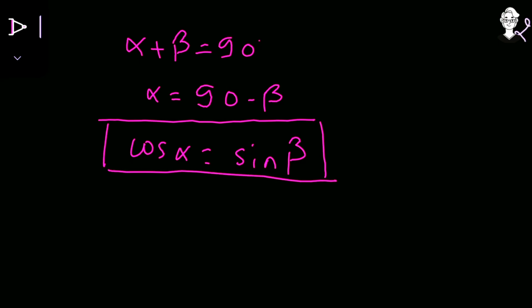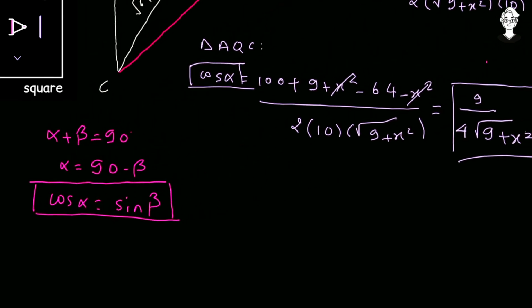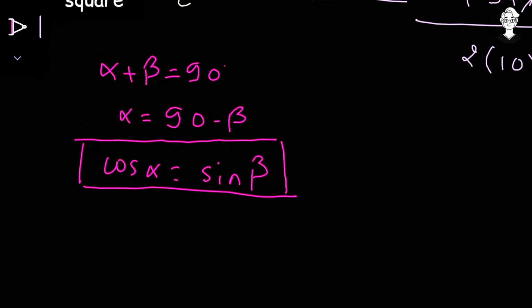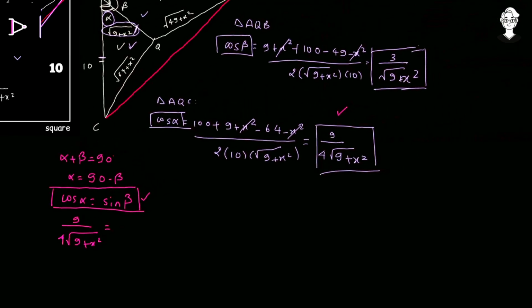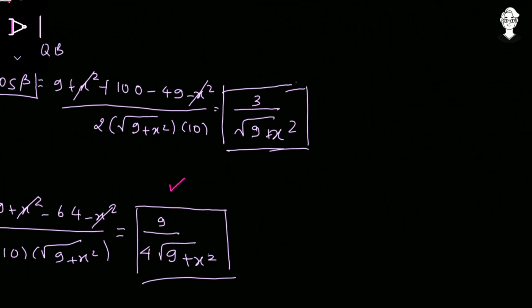And we have the value of cos of alpha from here, that cos of alpha is equal to 9 upon 4 square root of 9 plus x square. So putting that over here, cos alpha is 9 upon 4 square root of 9 plus x square, and that is equal to sine beta. So now we need the value of sine of beta, and we already have the value of cos of beta, so we can have the value of sine of beta.